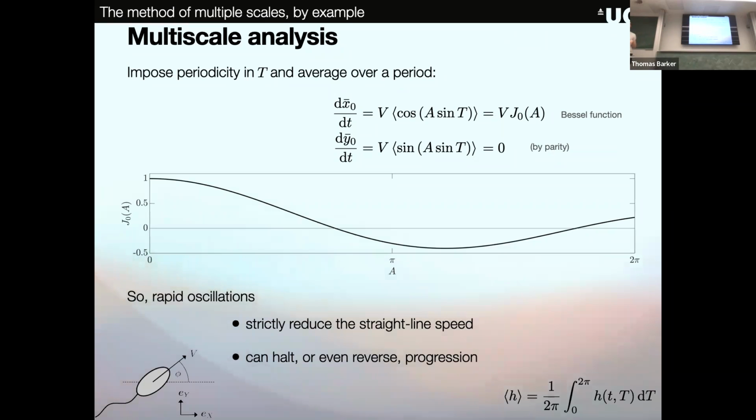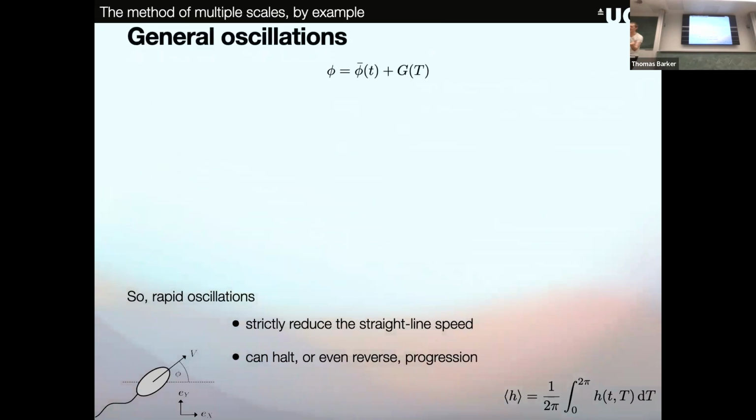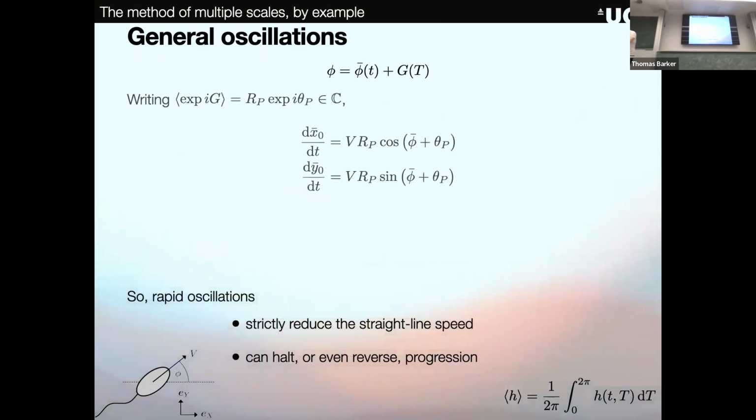And so you can even reverse what you were doing. So you can get quite big qualitative changes in this quite extreme example. Okay, this was a very easy example. We had a sinusoid. If you take your phi to be somewhat more general and have maybe some slow time varying component, then capital G is doing the same job as the sine was in the previous example.